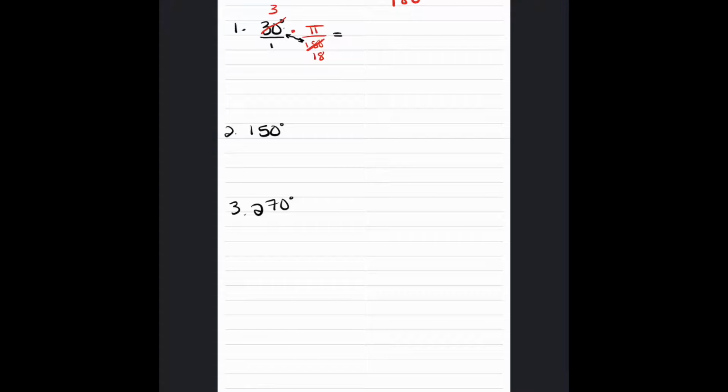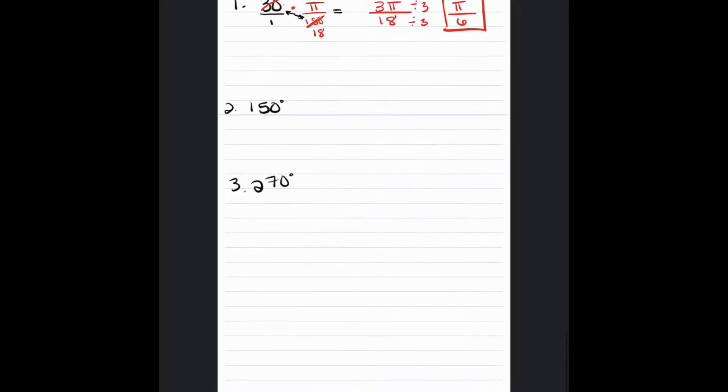And then now I'm going to multiply straight across. 3 times pi becomes 3 pi. 1 times 18 becomes 18. And then this still does have to be reduced by 3, pi over 6. So it just saves you some steps on reducing. You could reduce like earlier if you want. Okay, let's go ahead and try the next one.